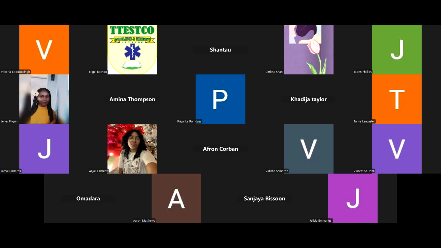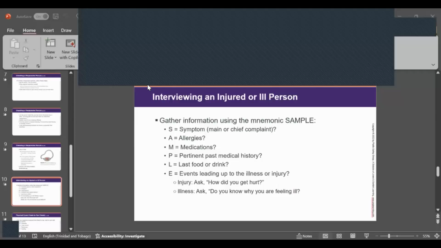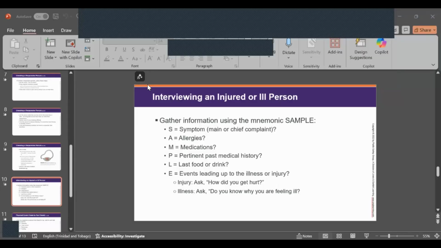Okay? So S, instead of just signs, we look at signs and symptoms. A, allergies. Are you allergic to anything? M, are you on any medication? Medication could be as simple a thing as supplements, vitamins, any supplement you're taking.